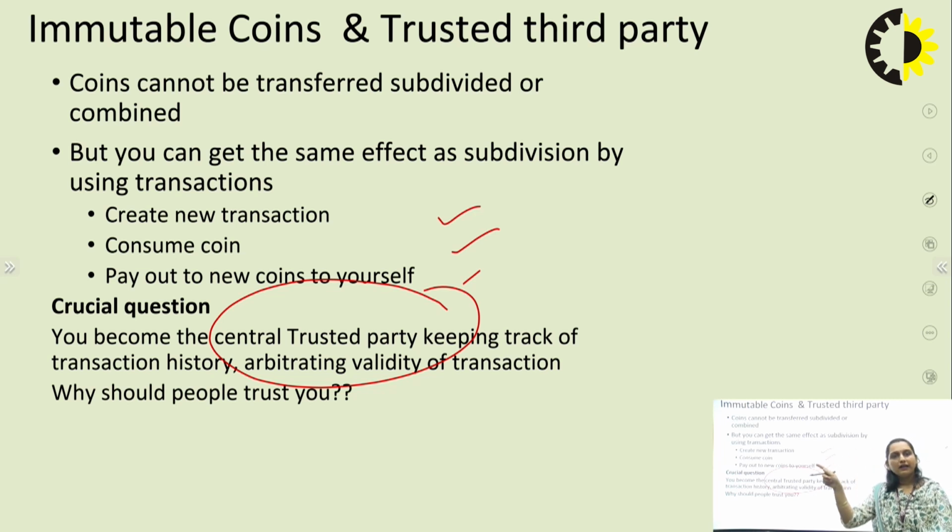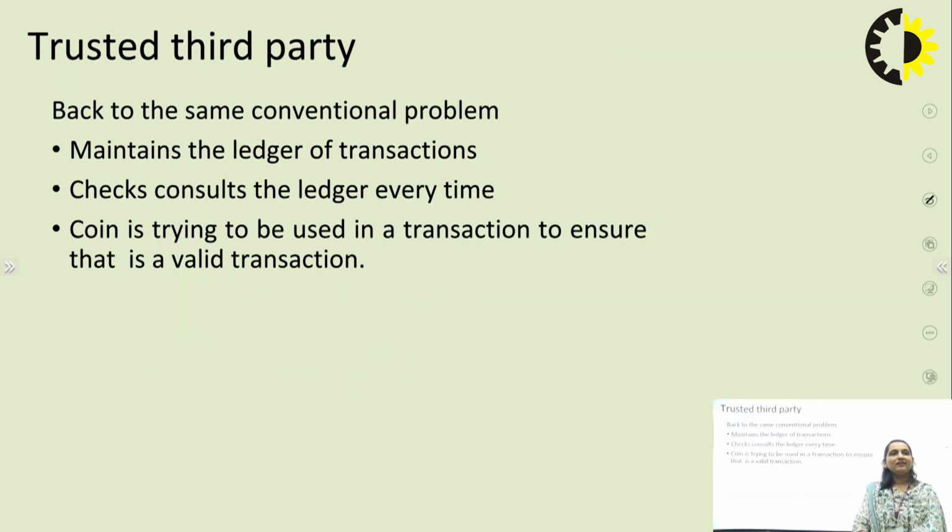We have to maintain one party which will track the coins. So this is a centralized approach, but we are going for a decentralized and distributed approach. How can we trust that person? That person is the trusted third party. That is a conventional problem. We are back to that problem of maintaining the transaction ledgers. You have to maintain ledgers every time. All the transactions have to be validated by the central authority.